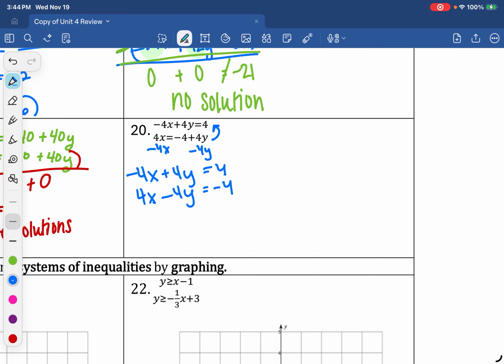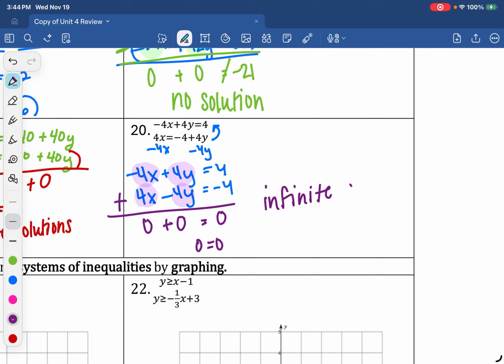So from here, I'm going to eliminate. I could choose to eliminate my x's or my y's because they both have common coefficients. In both cases, we have a positive and a negative, so that means we need to add. 0 plus 0 equals 0. 0 does in fact equal 0, so that means it is infinite solutions. And that is elimination.